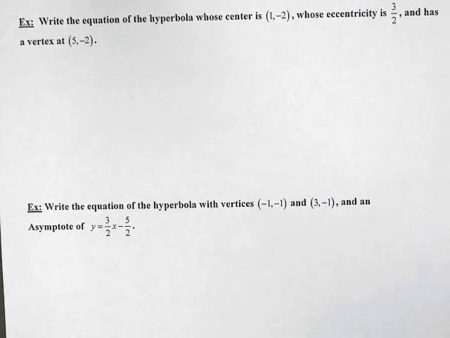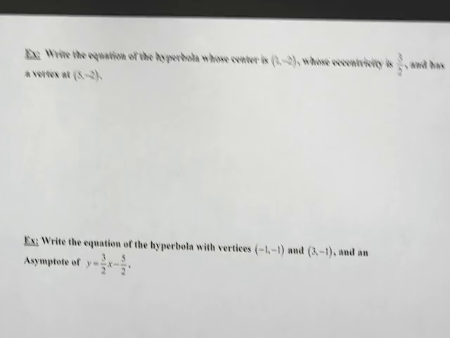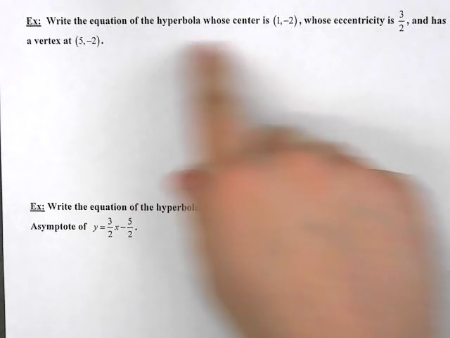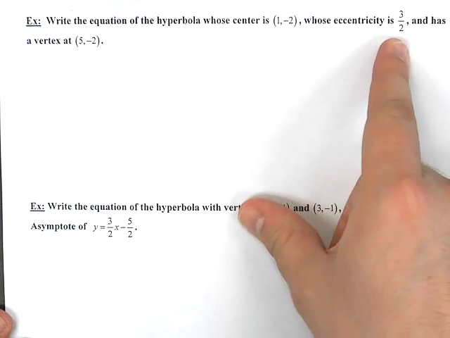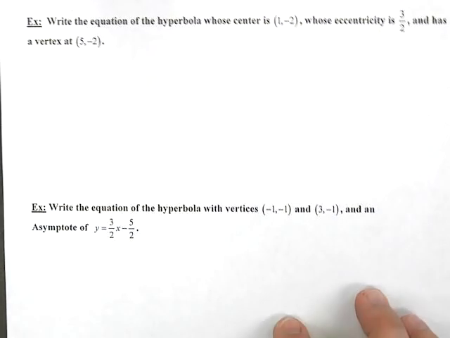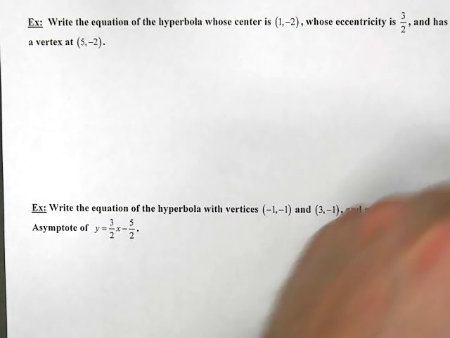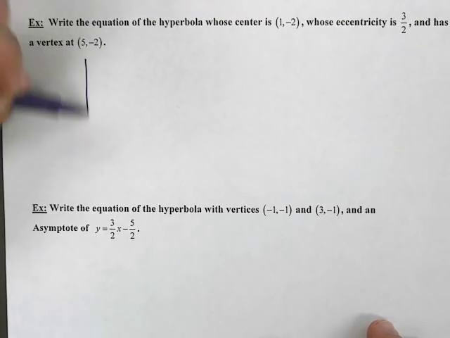Okay, so here we go on the next one. In this situation, we know a center, we know an eccentricity, and we have one of the vertices. Okay, so that's good. I'm going to go ahead and sketch a little picture.